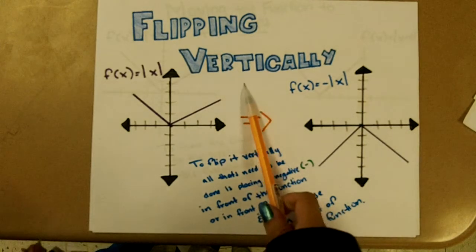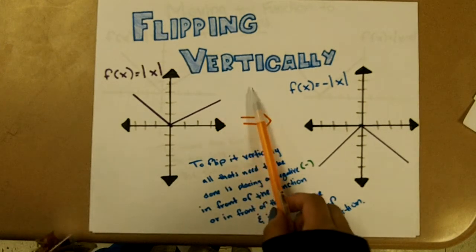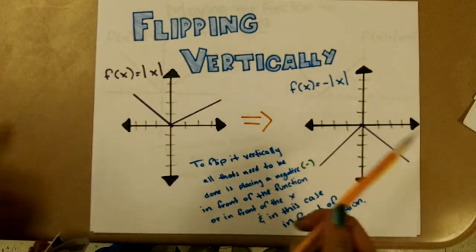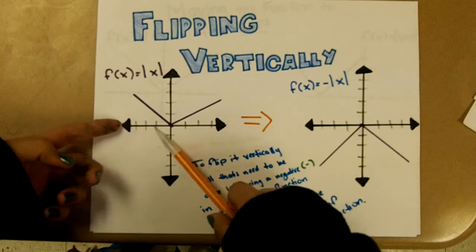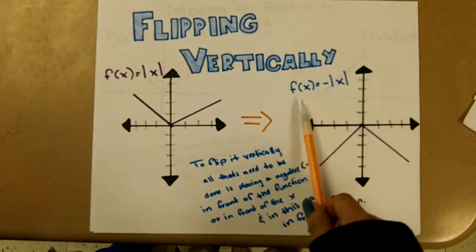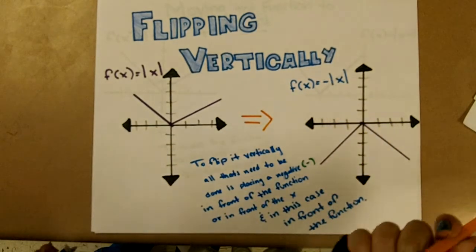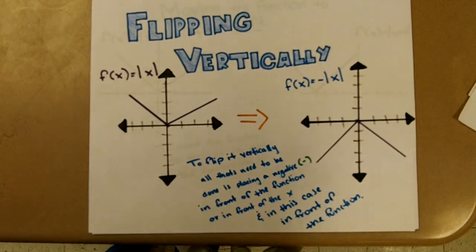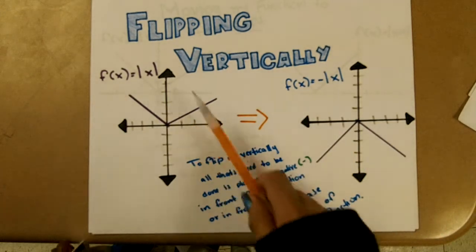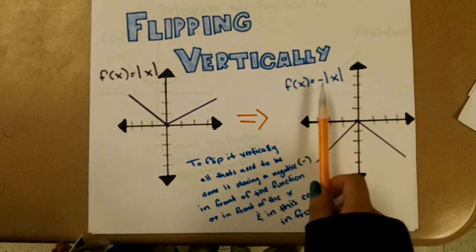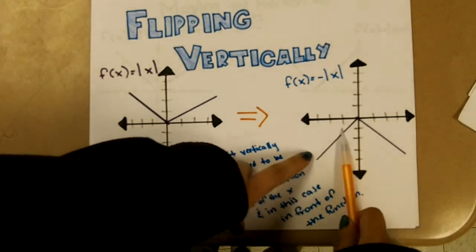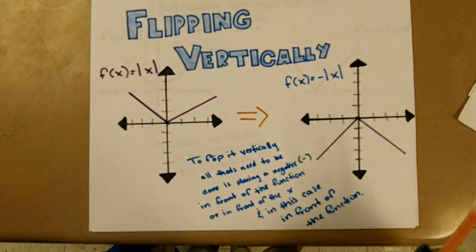Flipping the function of the absolute value of x vertically, you have your graph here. All you have to do is put a negative in front of the function or in front of the x, whatever works. As for this one, what worked for me was putting it in front of the function, which equaled this, as you can see here.